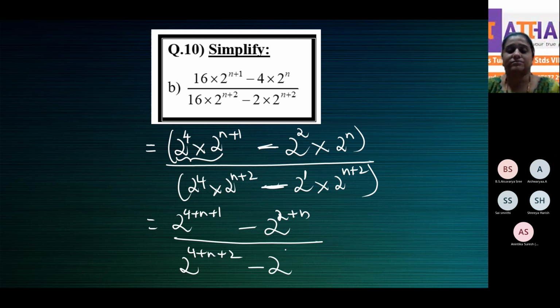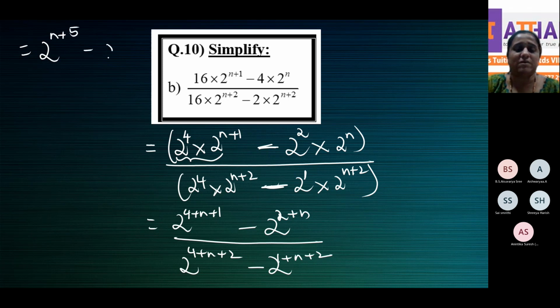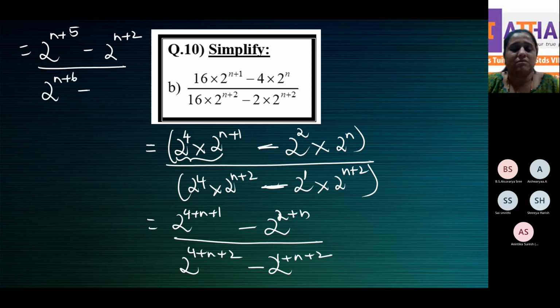There's 1 here. So then after this, it becomes 2 to the power n plus 5. Can you see that? Minus 2 to the power n plus 2, correct? Yeah, ma'am. Divided by, answer, 2 to the power n plus 6. Minus 2 to the power n plus 3, because 1 plus 2 is 3. I've got n plus 3. Yeah.